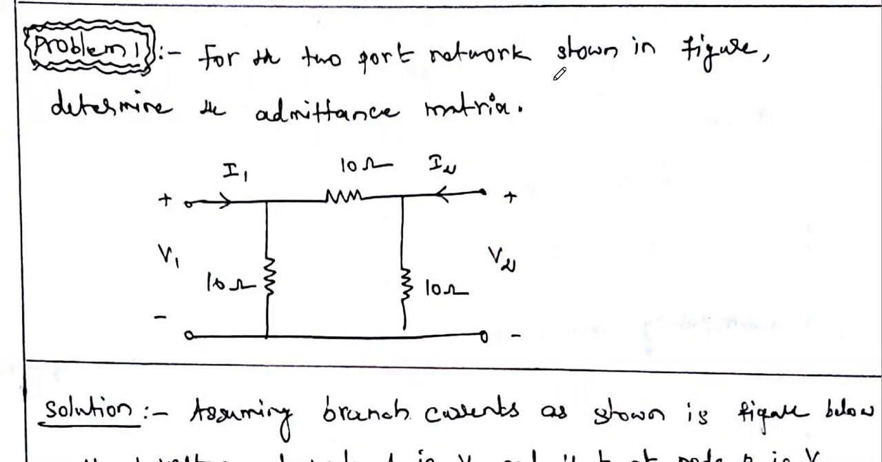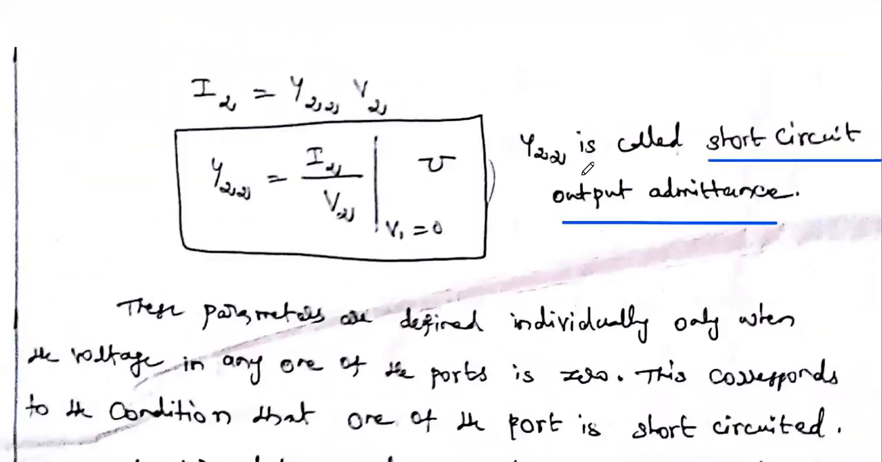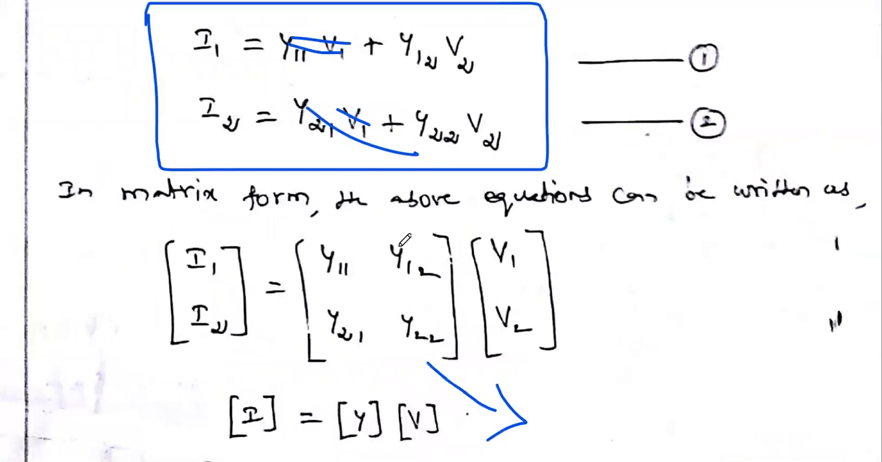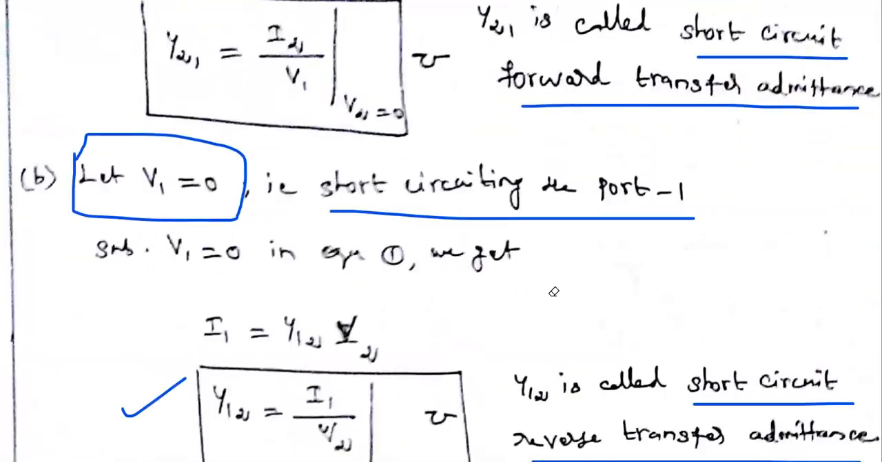For the two-port network shown in the figure, determine the admittance matrix. So which one is the admittance matrix? That is Y11, Y12, Y21 and Y22. This 2 by 2 matrix is called the admittance matrix. In order to find the admittance matrix, we have to first find the four admittance parameters.